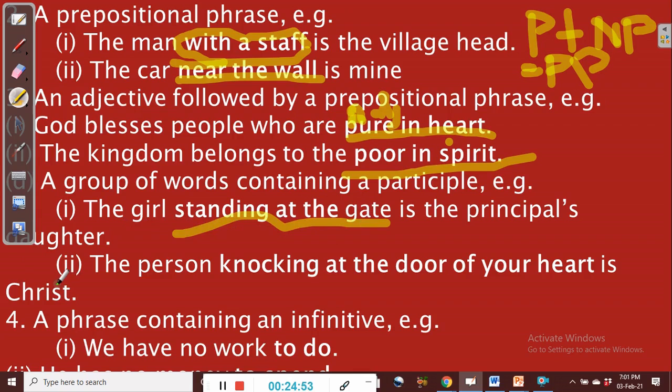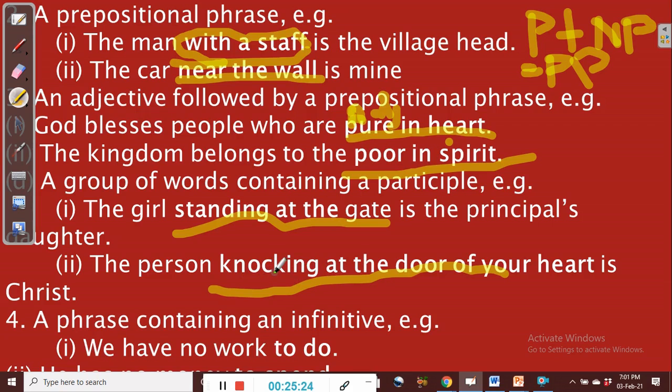Let's look at another example. The person knocking at the door of your heart is Christ. Now, here we have knocking at the door of your heart. This is a group of words containing a participle. The participle here is knocking. A participle is a form of a verb that functions as an adjective. And here we have the present participle.